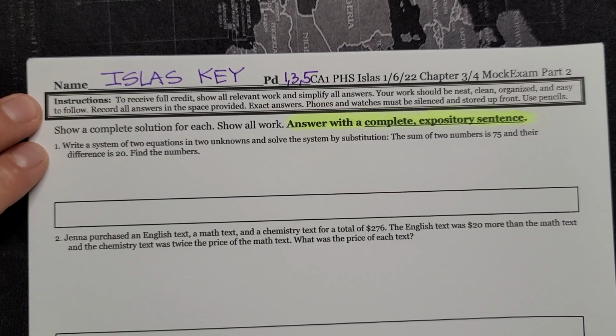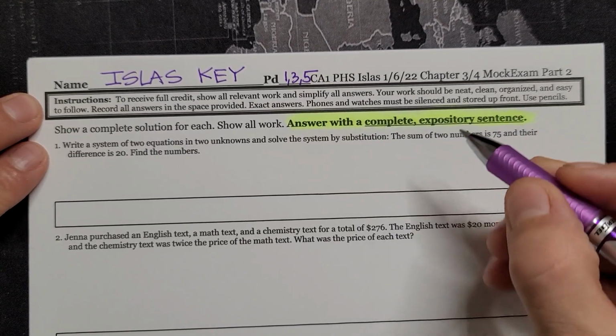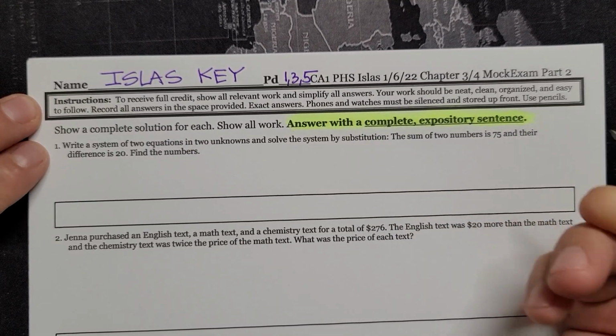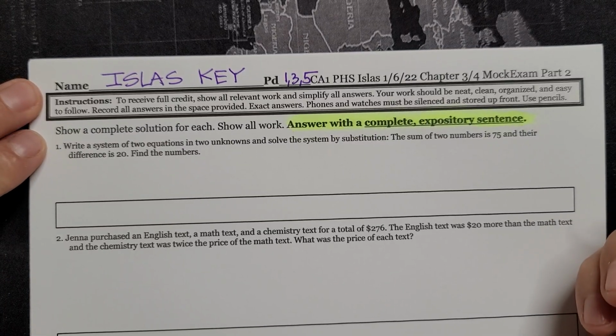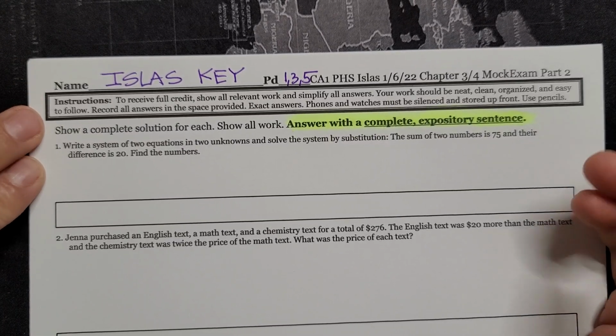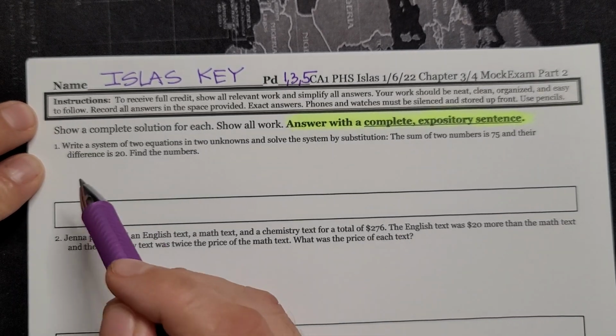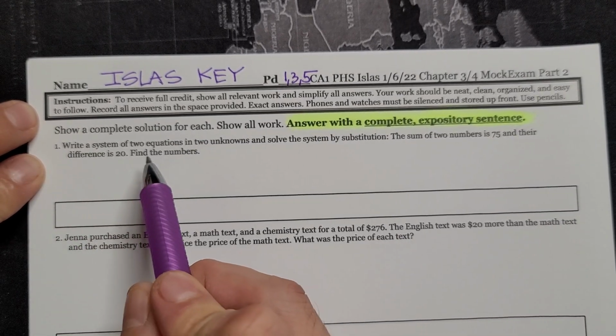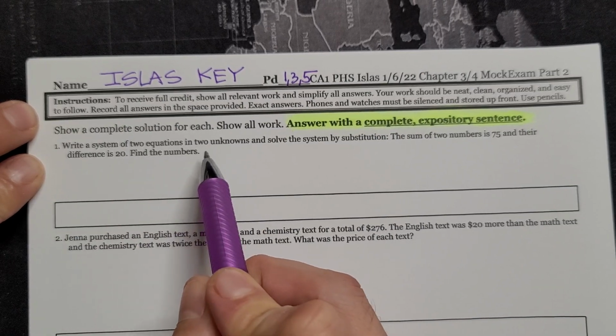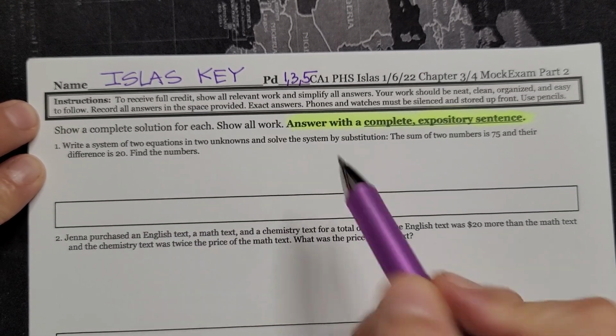I just want to remind you to make sure that you write your answer in a complete expository sentence. Show all your work. And if you know these 5 problems, you're going to be solid. Here we go. Number 1, write a system of 2 equations in 2 unknowns and solve the system by substitution.